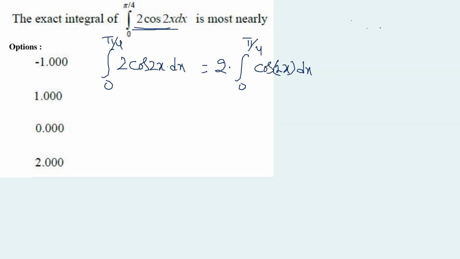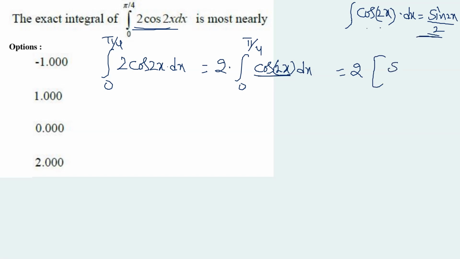We know integration of cos 2x is equal to sin 2x by 2. Integration of cos 2x times dx equals sin 2x by 2. Substituting this, we will get 2 times sin 2x by 2, and the limits are from 0 to pi by 4. Now 2 gets cancelled. And then let's substitute the limits in sin 2x.